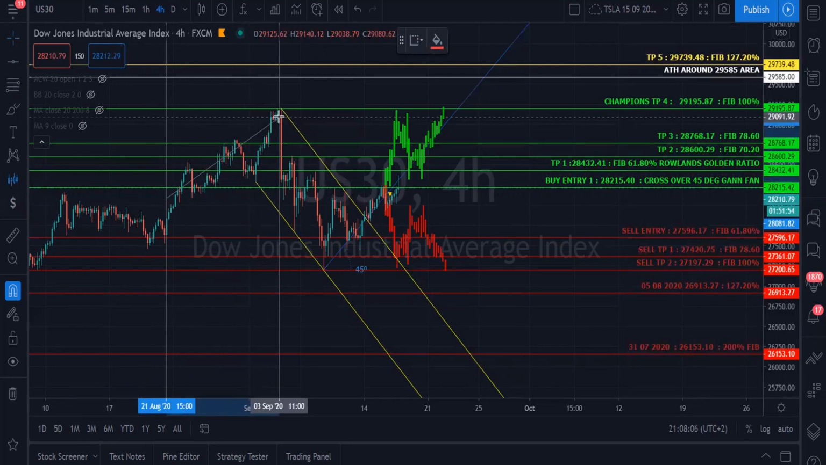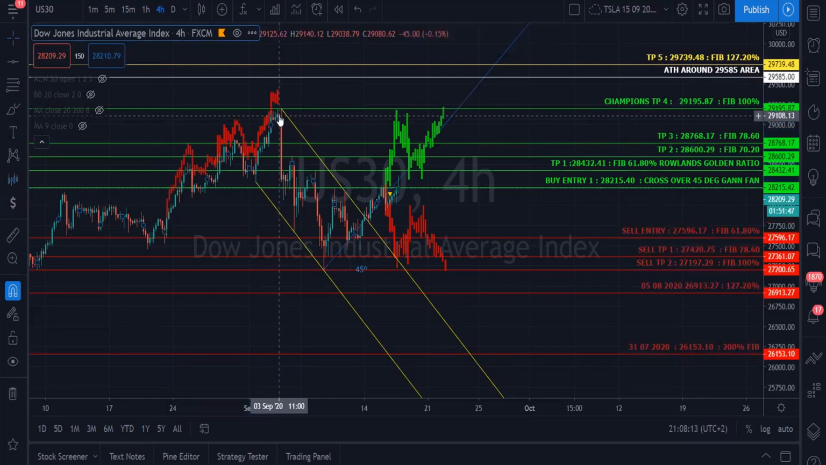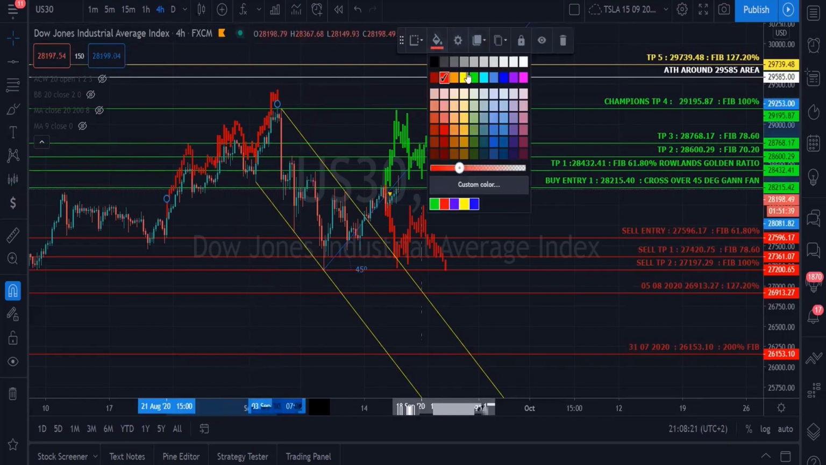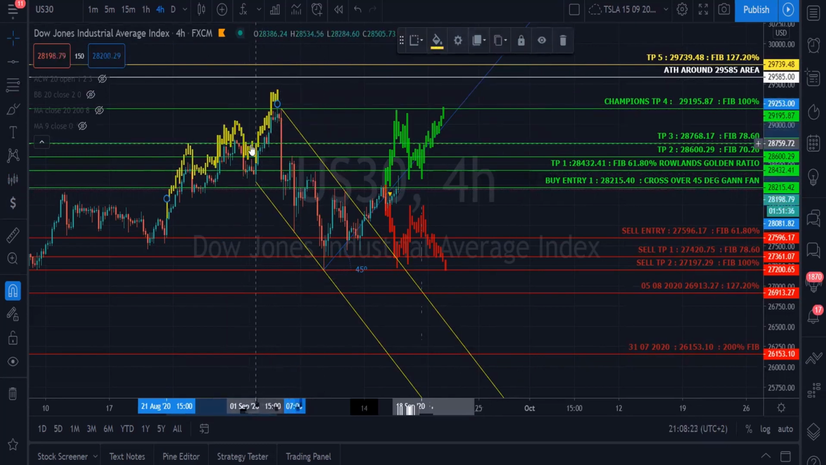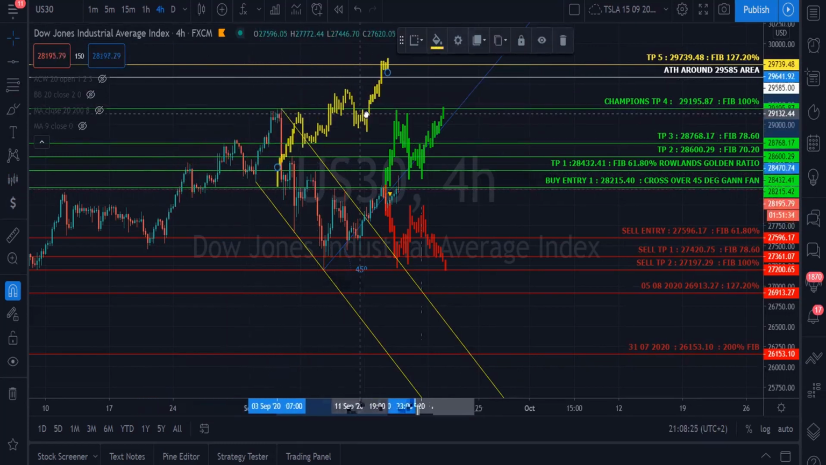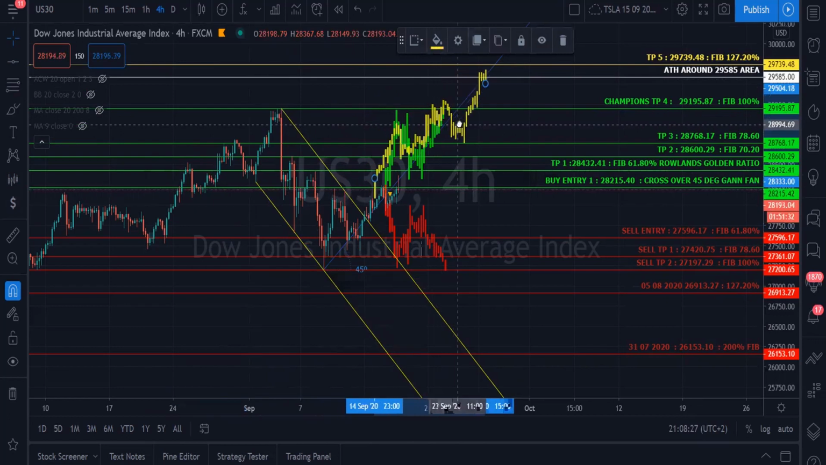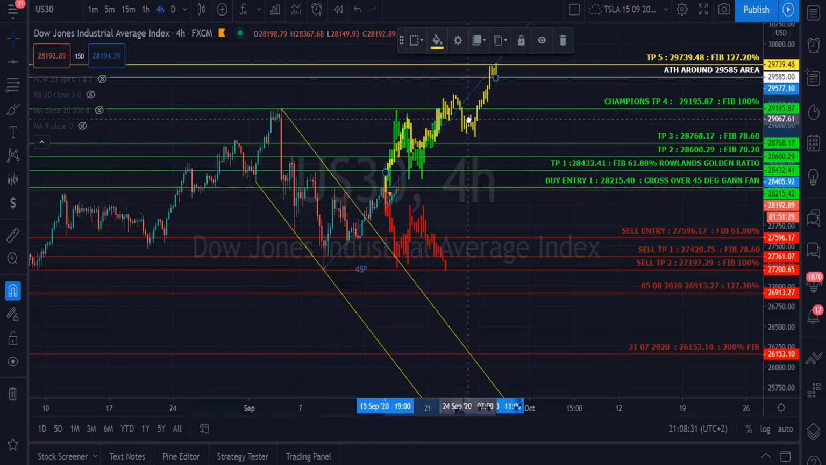I don't want that long red candle, okay? Right to this point. Then I click again, and that's what I get copied. Just for the session, let's make it yellow. I take this, I bring it over, and I say, okay, if price behaves the way it's been doing, that's what's going to happen.